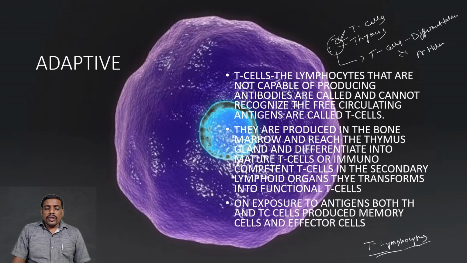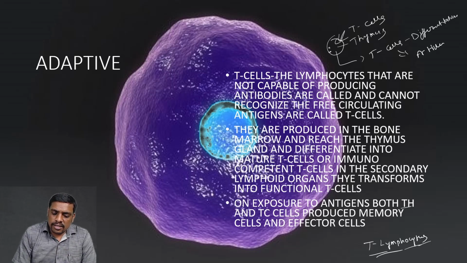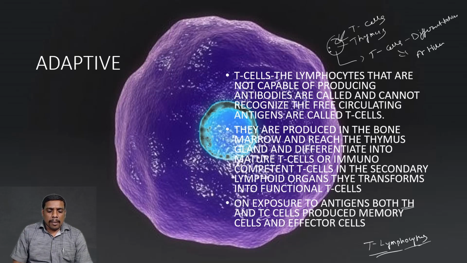Now, on exposure to antigen, these functional T cells undergo certain kinds of reactions and produce two different types of cells. They are TH cells and TC cells, which are nothing but memory cells and effector cells.